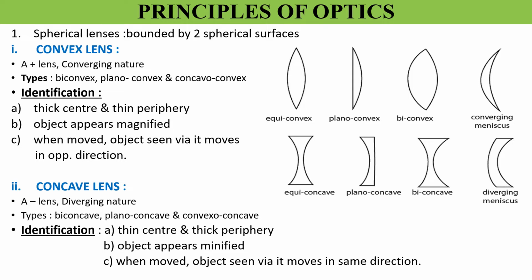Whereas concave lenses are diverging lenses. That is, light rays after passing through a concave lens tend to move away from each other. These are negative powered lenses, and they can be biconcave, plano-concave, and convexo-concave type. How to identify a concave lens? When you hold a concave lens in your hands and observe it, you will notice that the center of the lens is thin when compared to the periphery, and also the object seen through it will appear smaller than the original size. And when you move the lens, the object seen through it will move in the same direction.